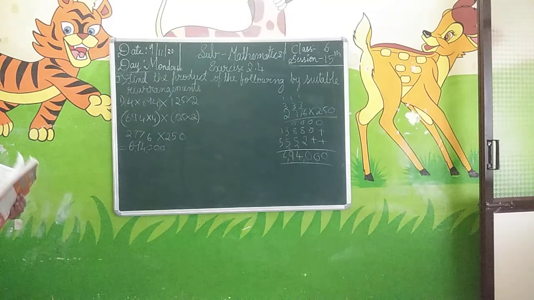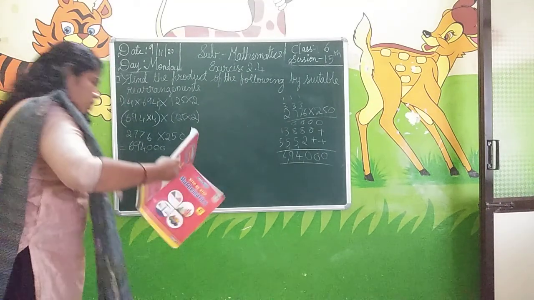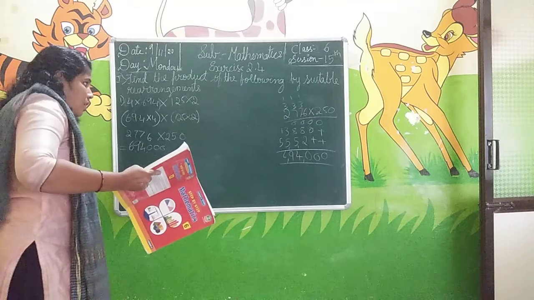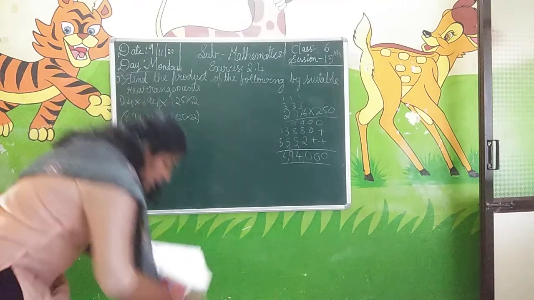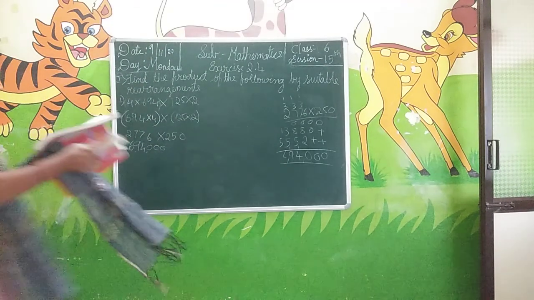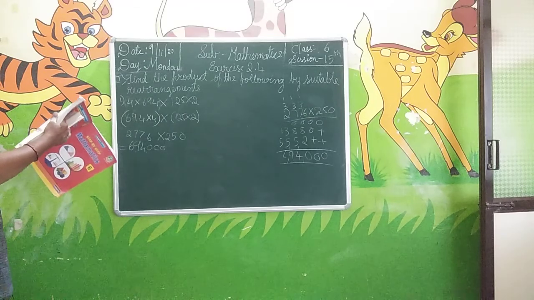Got it, students? That is how to do these problems. Next, go for the second one. What they have given is 4 into 3,996 into 20 into 5.